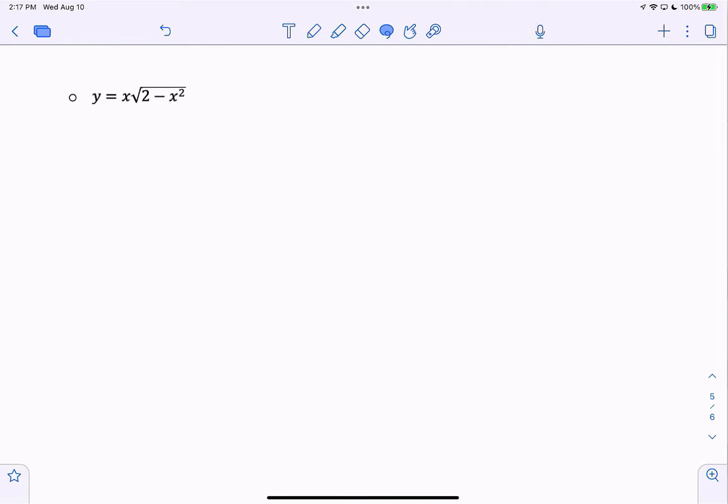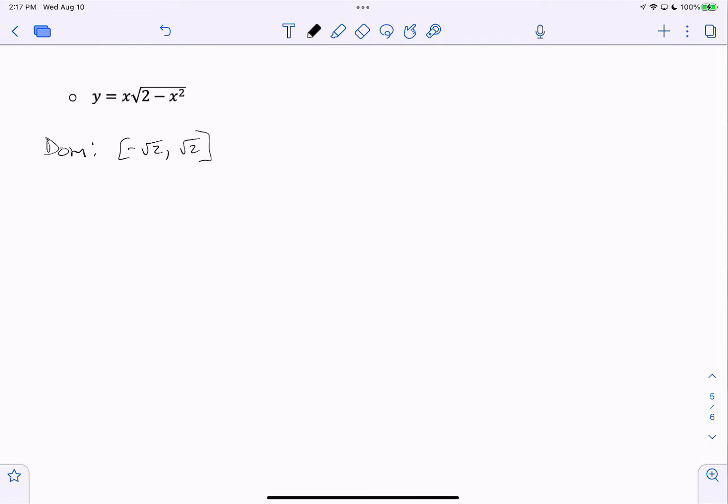This time we have a different kind of function. We are going to analyze using calculus y equals x times the square root of 2 minus x squared. First off, we see that the domain is the interval from negative square root of 2 to the square root of 2.